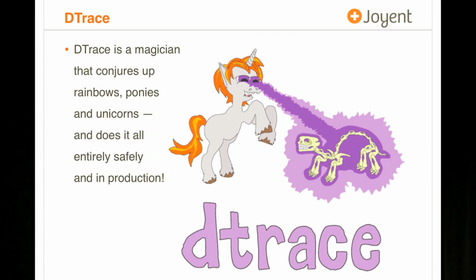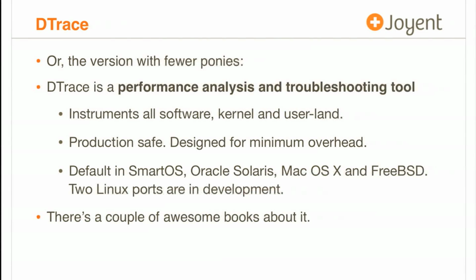DTrace itself is a magician that conjures up rainbows, ponies, and unicorns, and does it safely in production. That's a great graphic we had for the DTrace conference, or the version with fewer ponies. It is a performance troubleshooting and analysis tool, and it instruments all software, kernel, and user land. I imagine a lot of people in the room know this very well by now.